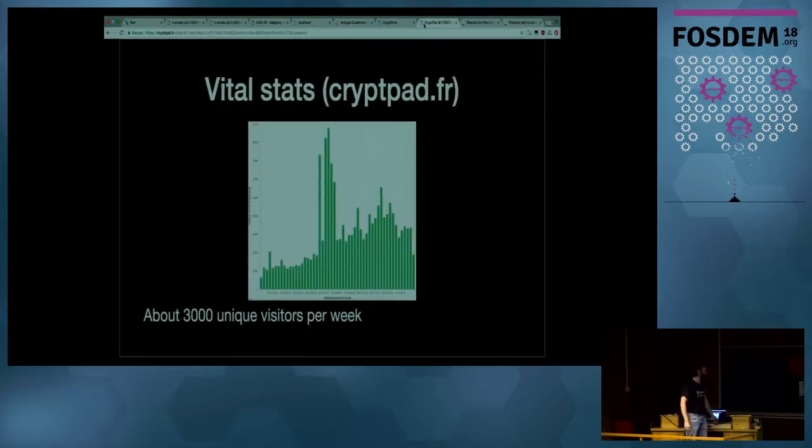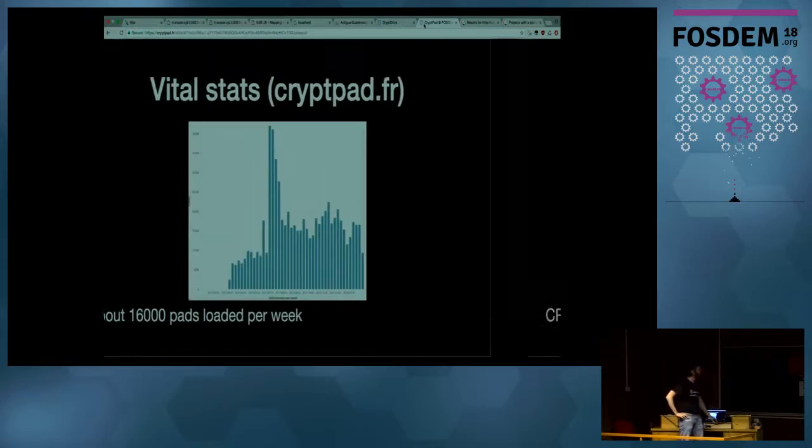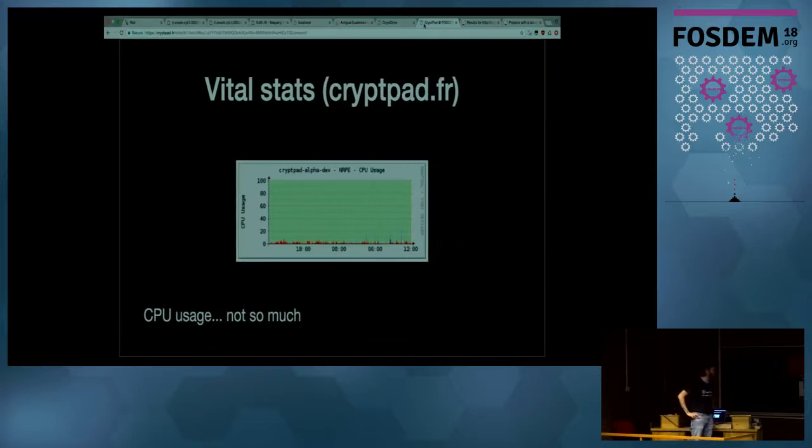On cryptpad.fr, our flagship server, we don't have a lot of information about you, but what we do have is Nginx logs. From Nginx logs, we know that we get about 3,000 unique visitors a week, and about 16,000 pads are loaded a week. CPU usage is really boring. And in case you noticed, yes, the prod server is called CryptPad Alpha Dev. Don't judge me.